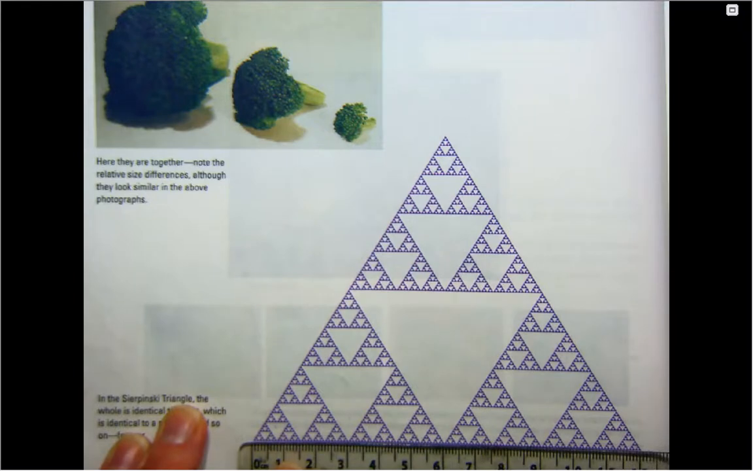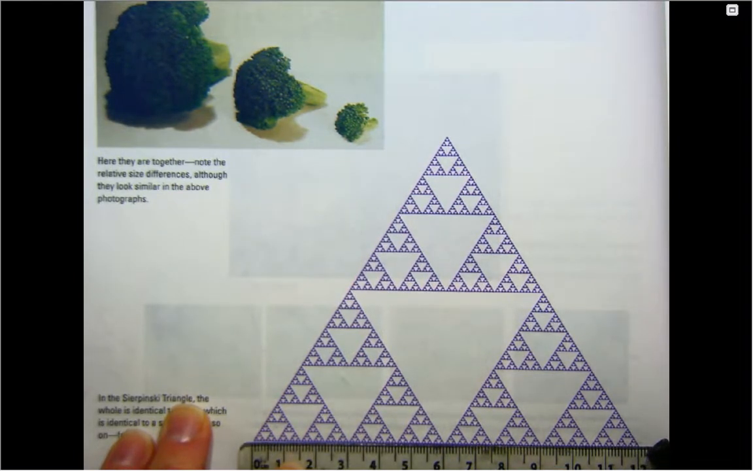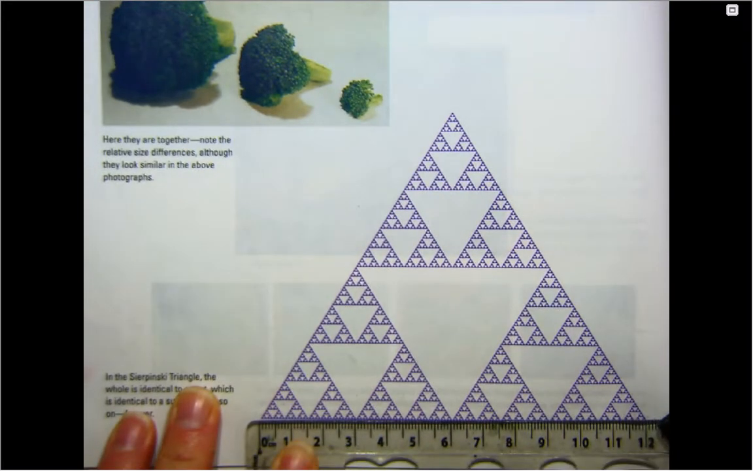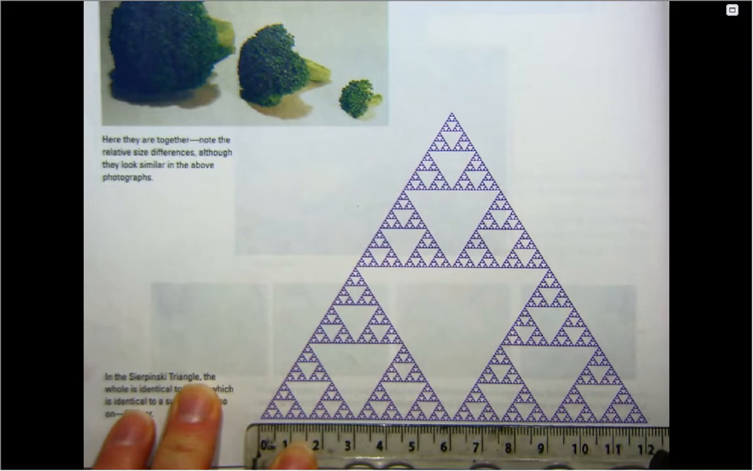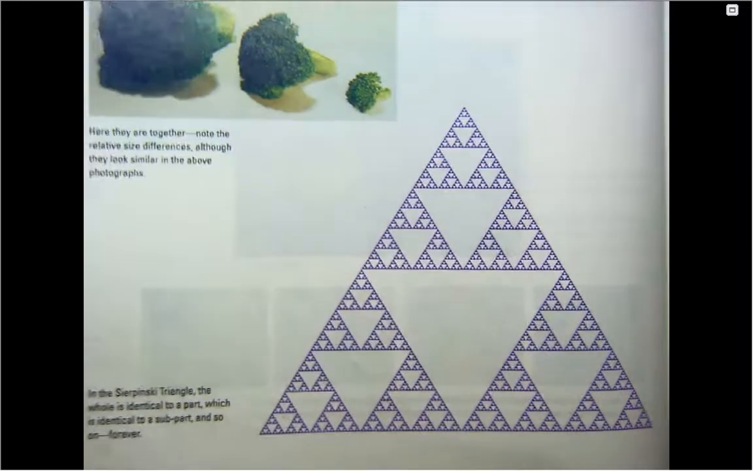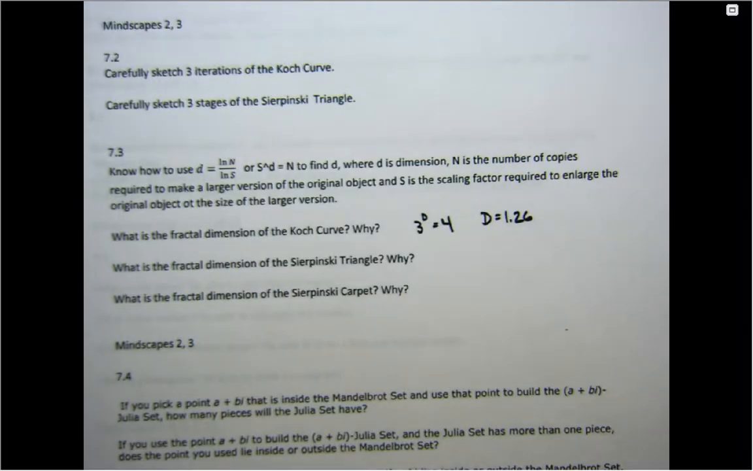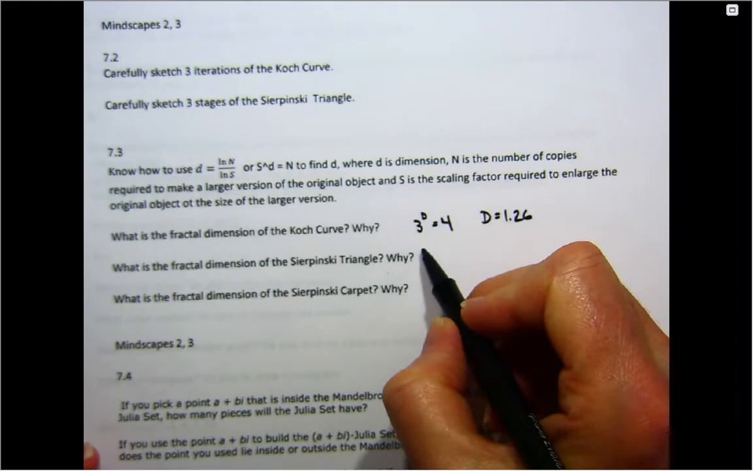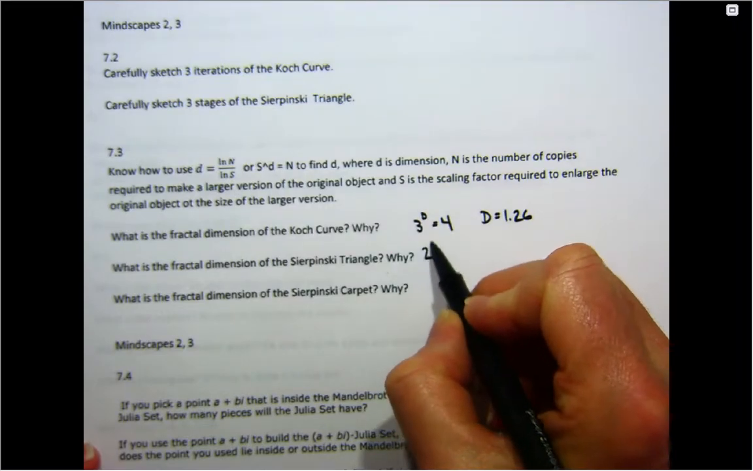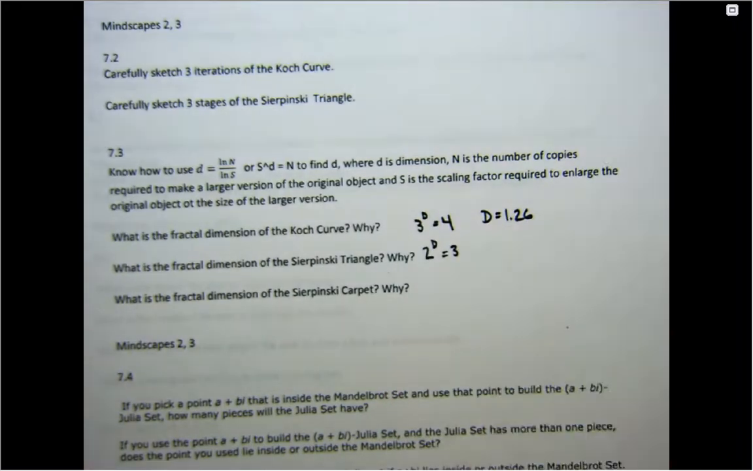When I do that, the original was 6 centimeters long. The one that I'm making is 12 centimeters long, so that's twice as big. Okay, so the scaling factor is 2. 3 copies to make a Sierpinski triangle twice as big. So scaling factor 2, and you can go ahead and use guess and check or use that other formula to find what the dimension is then.